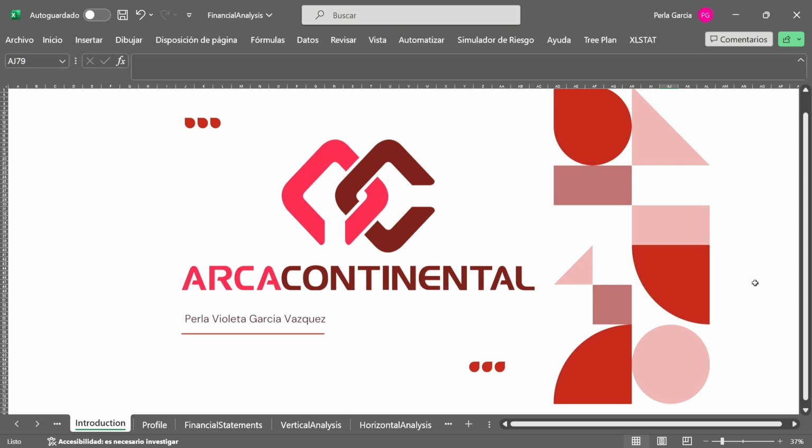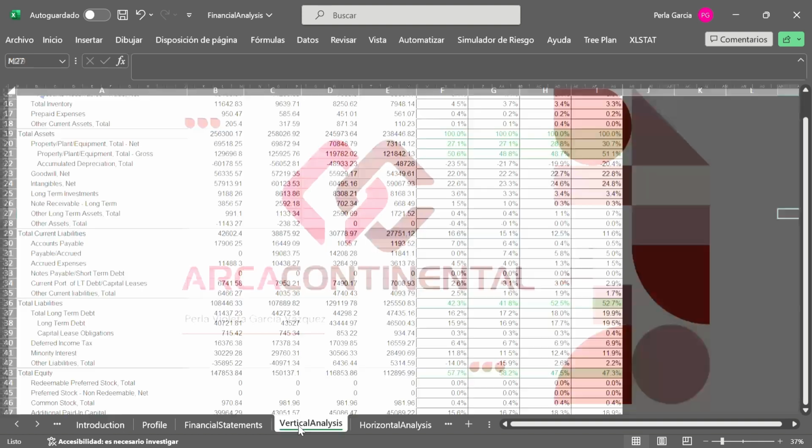Arca Continental is a subsidiary that distributes, sells, and produces non-alcoholic beverages in Mexico, Peru, the United States, Argentina, and Ecuador. This company represents a main part of this sector and market, and as we know, it has a particular relationship with Coca-Cola. So I'm going to start with the first part, the vertical analysis.